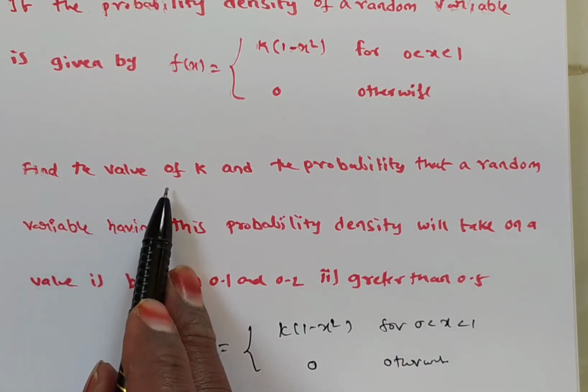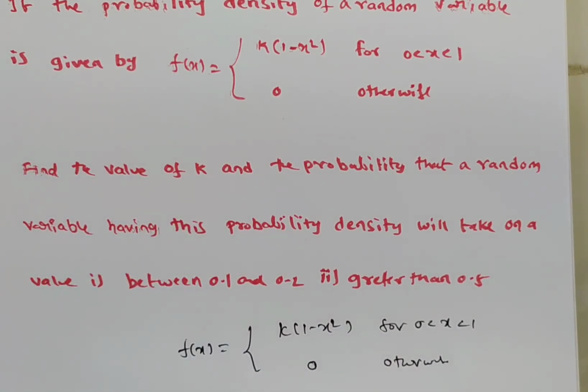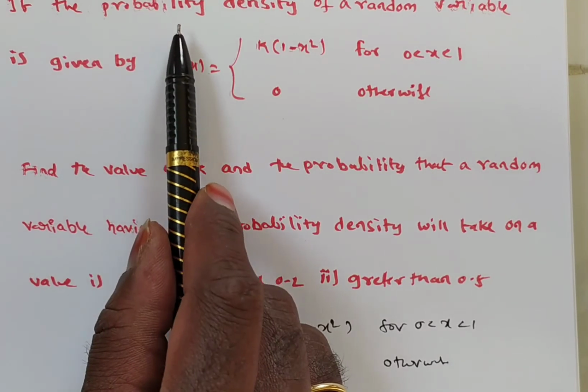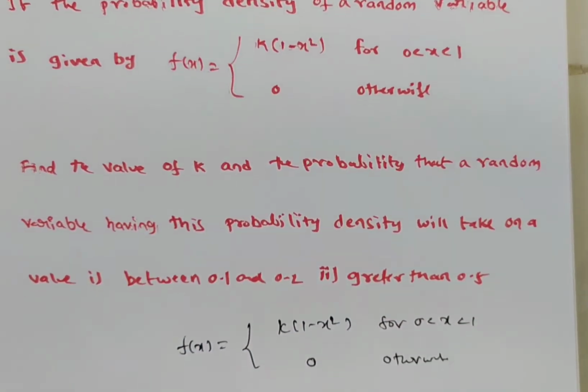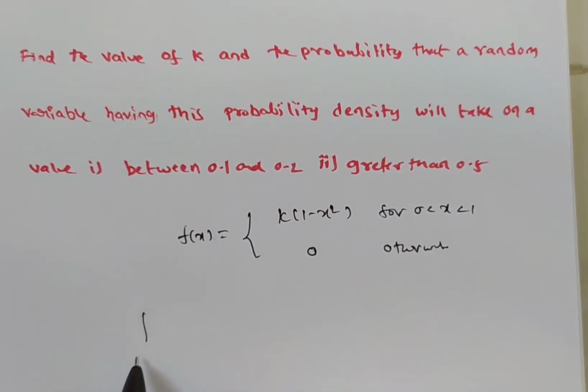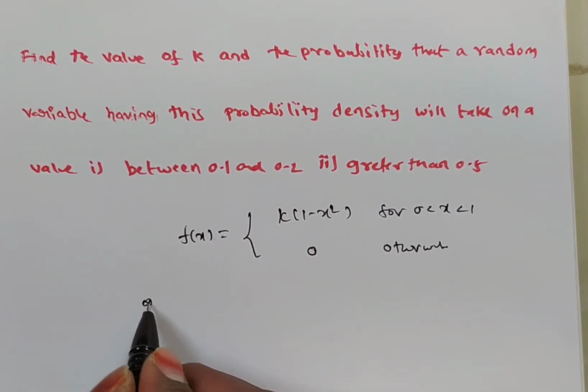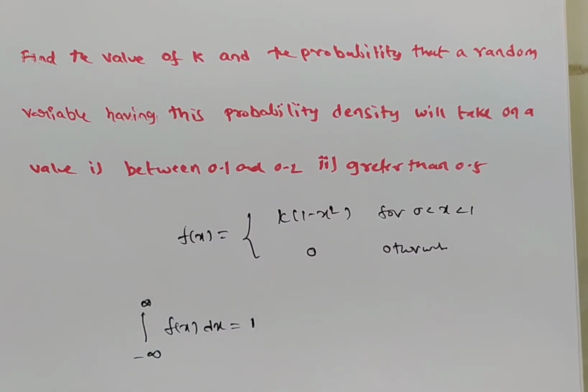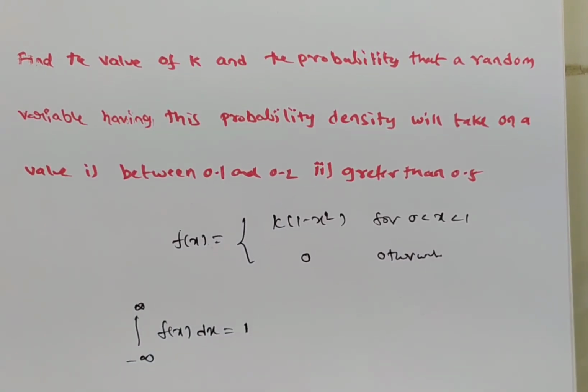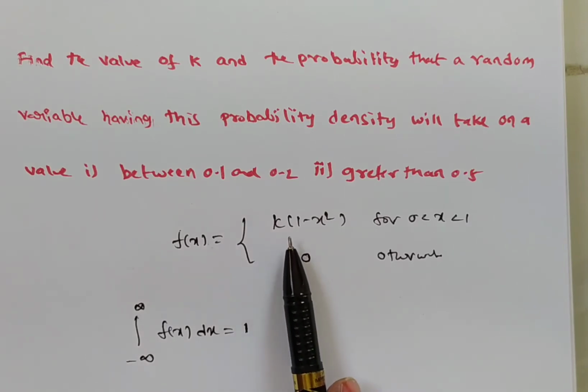Now find the value of k. First we need to find the value of k. How we can find the value of k: if this function is a probability density function, then obviously the integral from minus infinity to infinity of f of x dx is equal to 1. Then only you can say the given function is a probability density function. Already they mentioned clearly the given function is a probability density function. Then we need to find the k value.